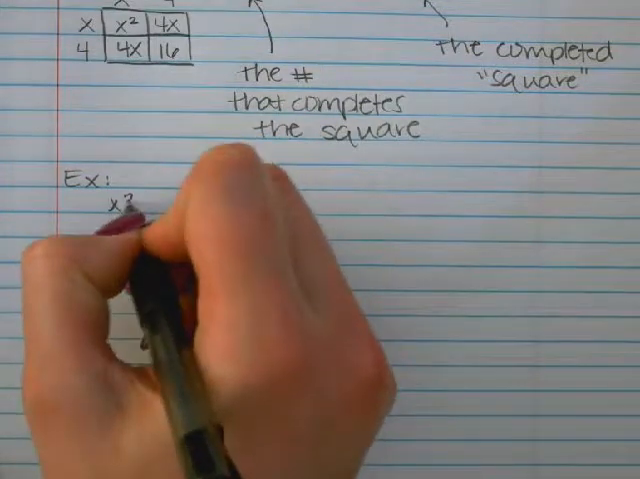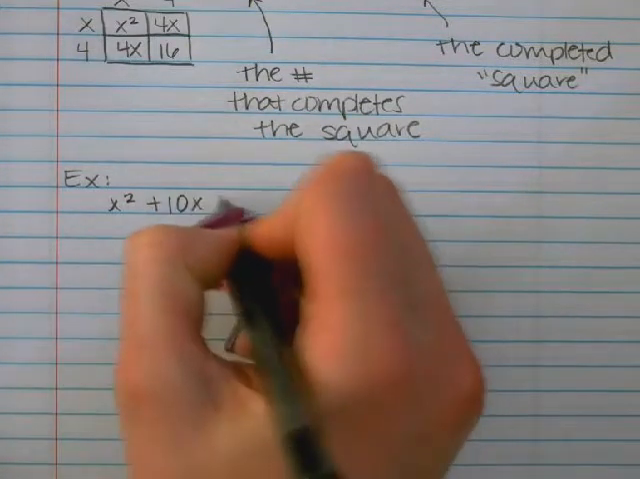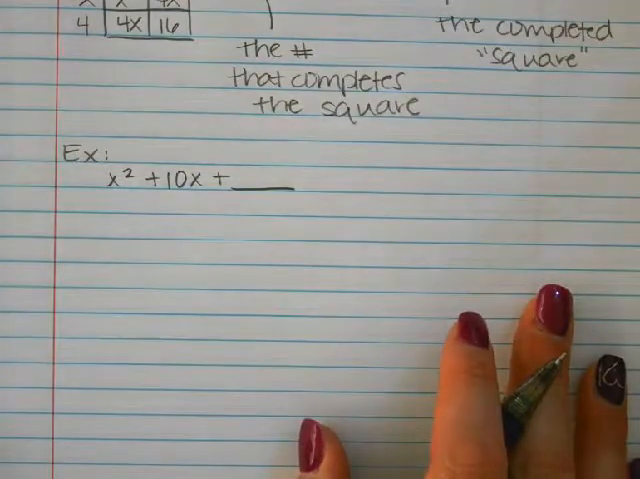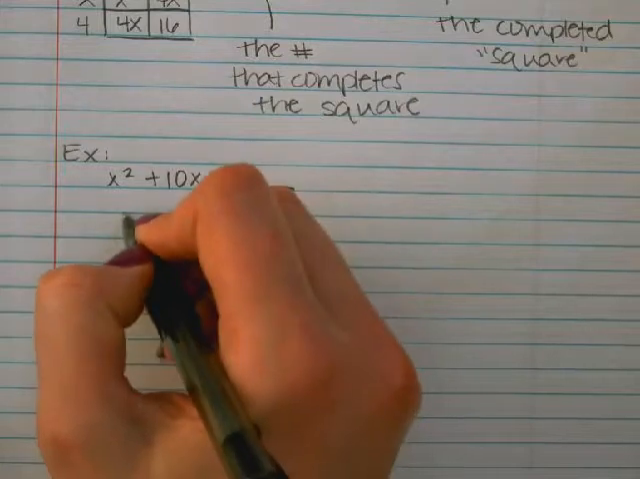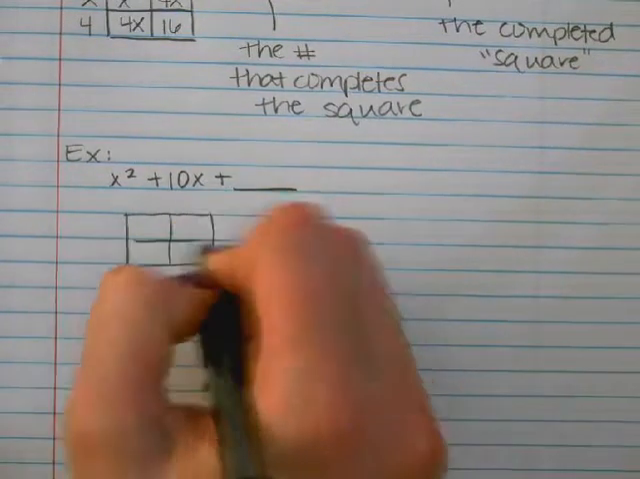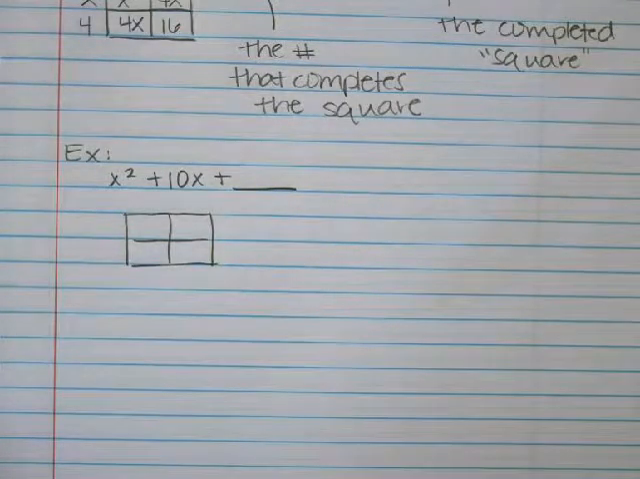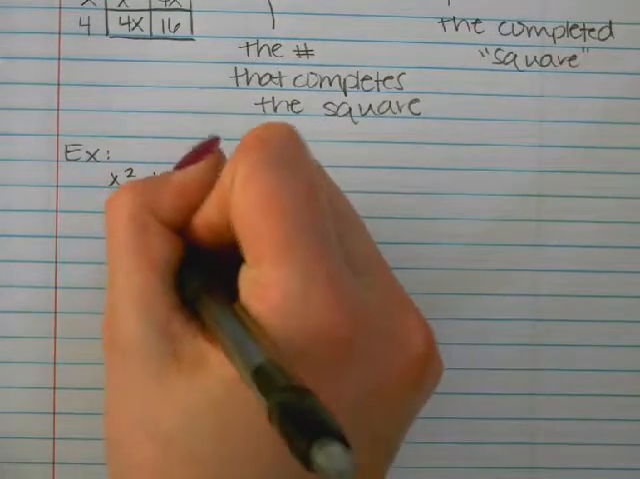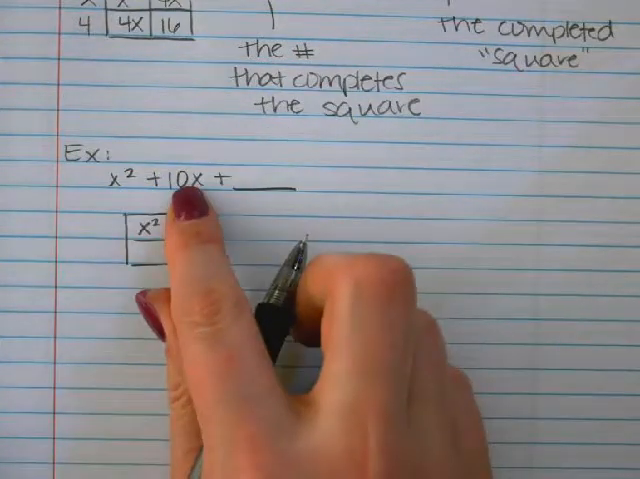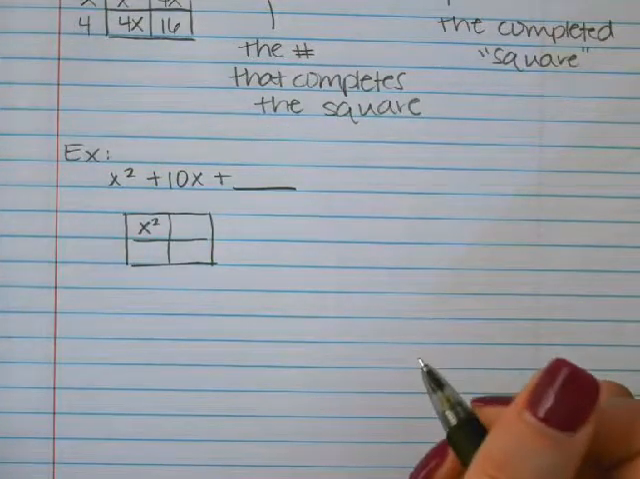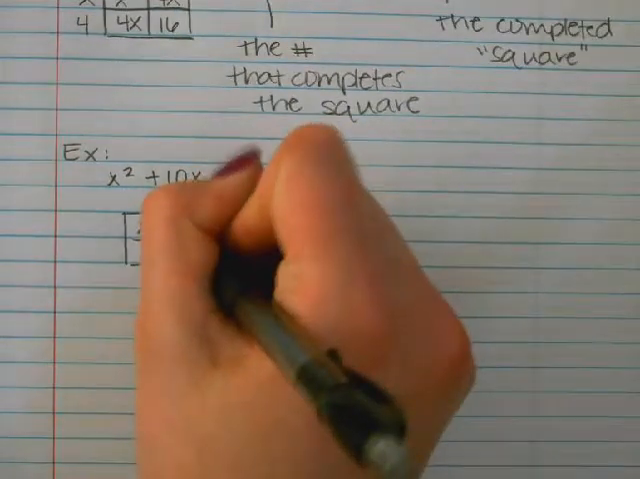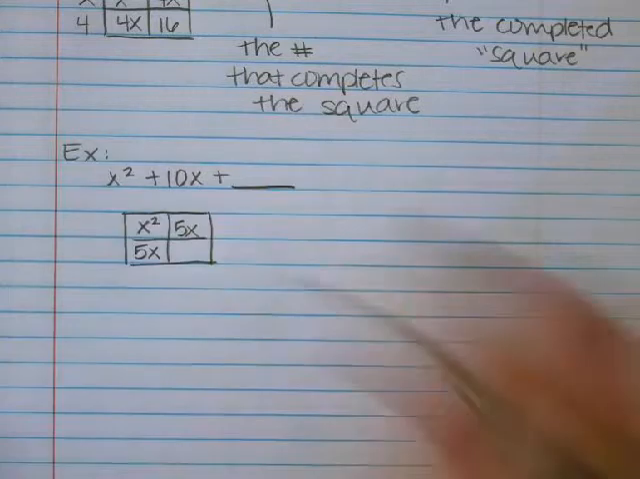So if we said x squared plus 10x plus something, we want to find the number that would complete that square. So I'm going to go ahead and draw the square. I'm going to put the x squared here always. And then for the 10x, I know I've got to split it in half. So what do I get when I split it in half? Yeah, 5x is here, and 5x is there.